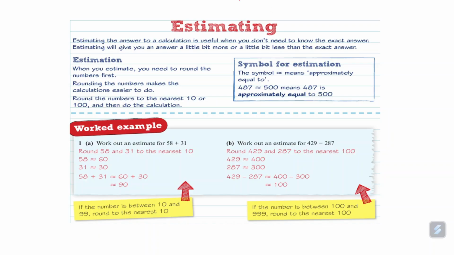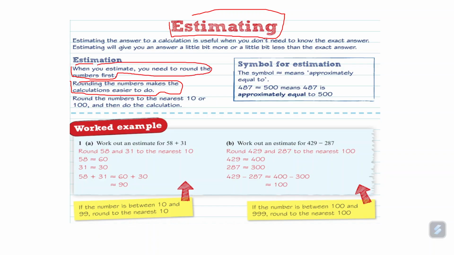Today, we'll be talking about estimation, otherwise put in another form, also known as estimating. This is a quick one. Once you are talking about estimation, the rule says that we need to round first. You can see it here. Once you are estimating, you need to round first, then you can go ahead to estimate.